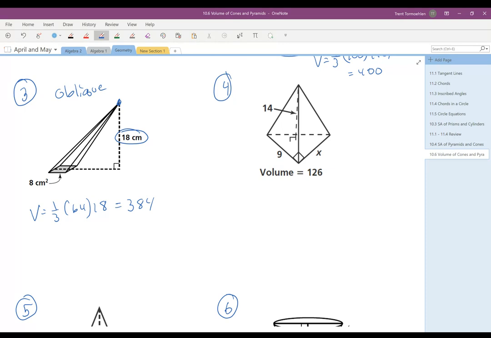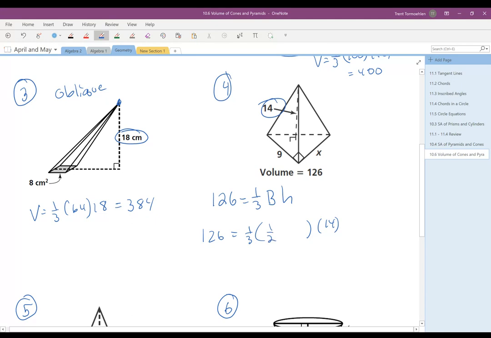All right, and then the last one, sometimes you might have to do some algebra. We know that volume equals 126, and we also know that volume is 1/3 the area of the base times the height. You're given the height, right? The height is 14. You need to find the base. Well, the base is just going to be 1/2 times 9 times x, because that's a right triangle.